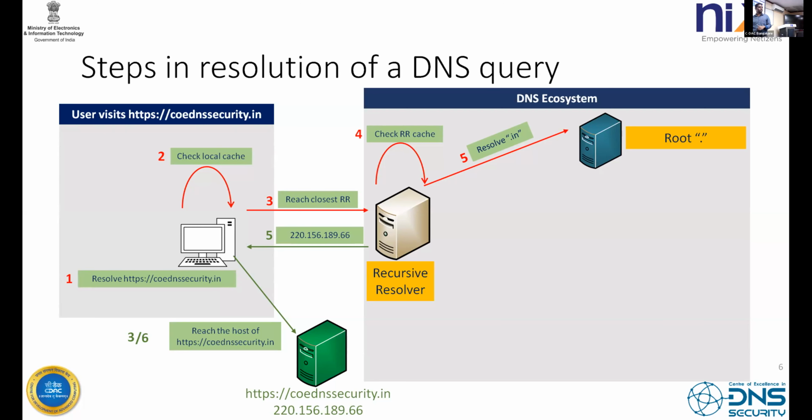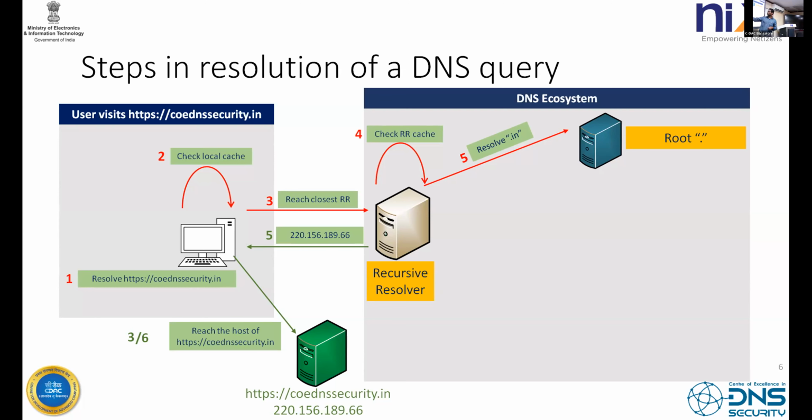This domain name will be read in reverse, from right to left. So from the right, I find .in, and I need to find out where exactly .in is. The first query from the recursive resolver to the root will be where .in's name server is present. Name server means a server which is capable of providing the address of something. It's not the internet resource itself.